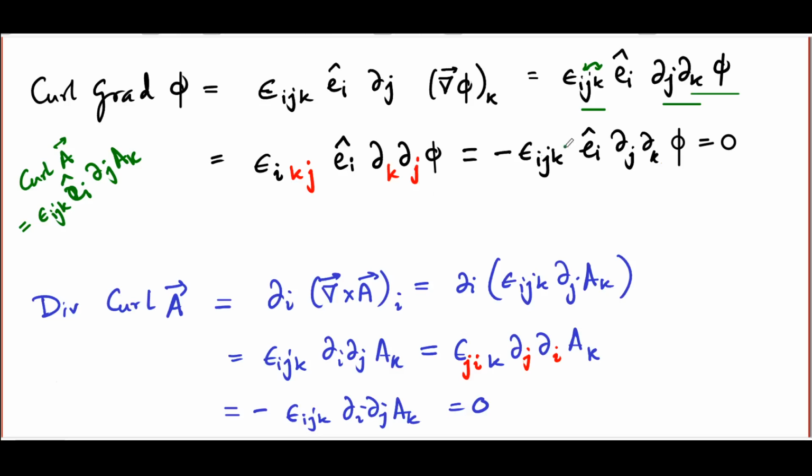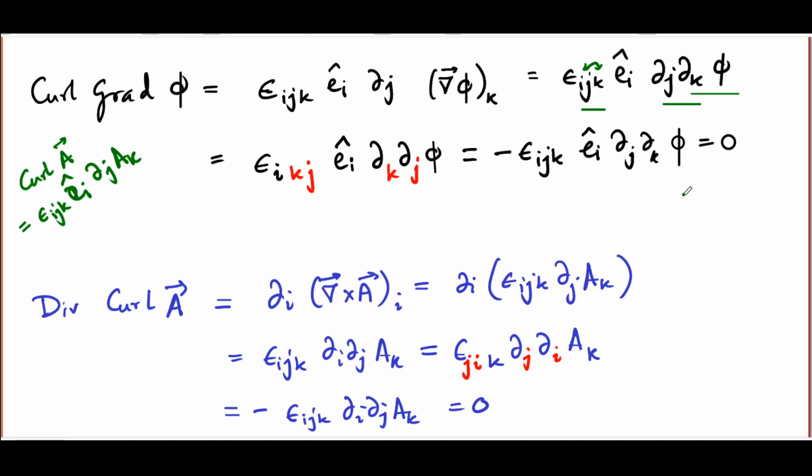And del_k del_j is the same as del_j del_k. Mixed partial derivatives are the same in whatever order you do them, as long as a function is smooth. And we are assuming, of course, here that phi and in the next proof, a vector are smooth fields. So what we end up with is curl grad phi, which is equal to this, is also equal to negative of itself. And the only thing which can be negative of itself is 0. So that's why you get this.